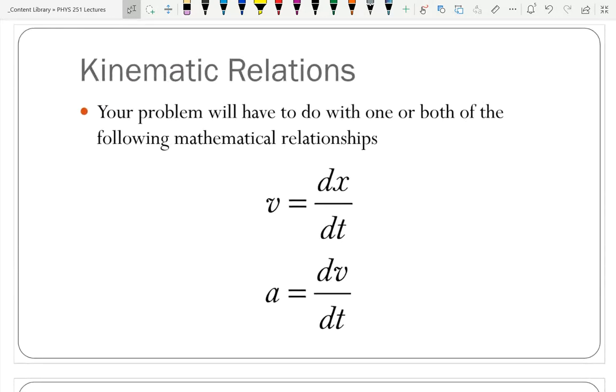You will have one question. The last question of the exam is a calculus-based question. And that question is going to deal with one or both of these two equations. So just to make sure it's clear so you don't get confused when you get there.